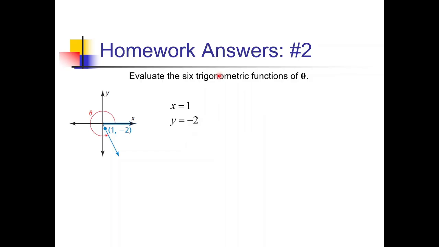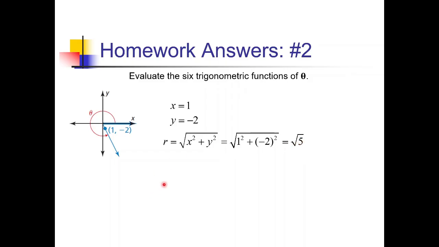So to get r, we have to use our Pythagorean theorem. So we can write r equals the square root of x squared plus y squared. So that's the square root of 1 squared plus -2 squared. That's 1 plus 4 in there, so that's the square root of 5, which we can't simplify any further. So we're just going to use that as is.